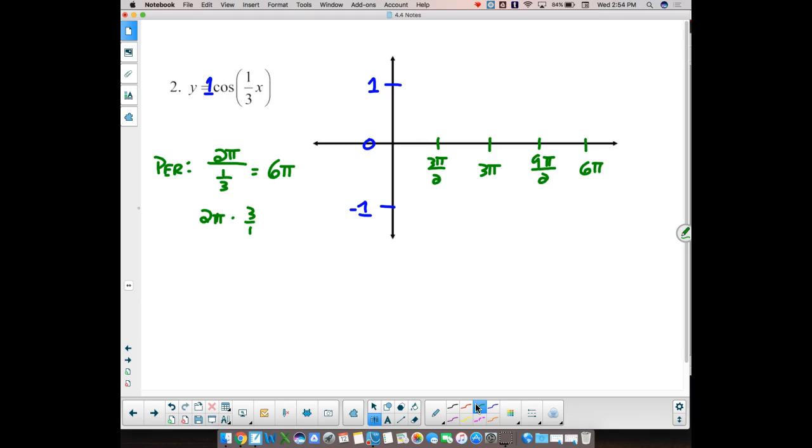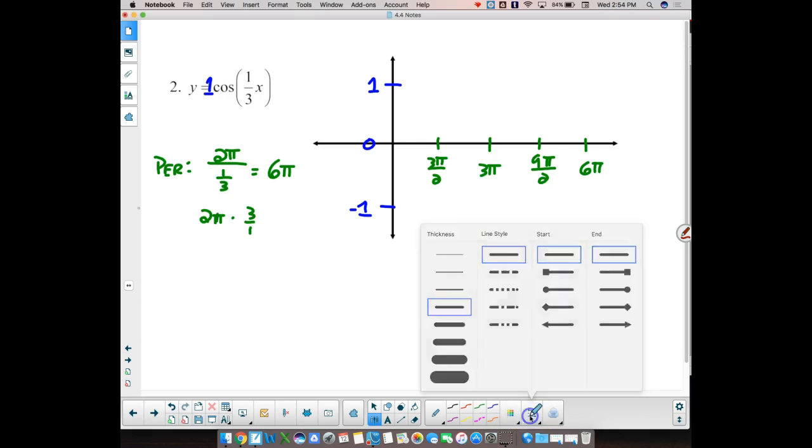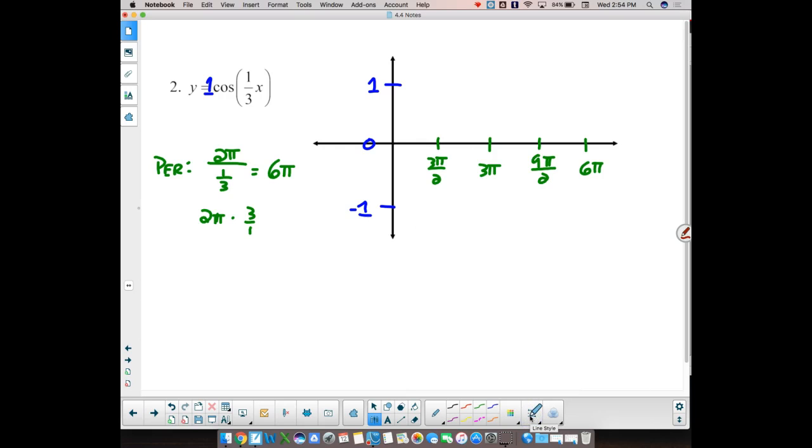Now we go to the cosine. Cosine starts high, comes to the middle, goes to the bottom, back to the middle, ends at the top. And then you smooth curve that in. If it were sine, it'd be middle, high, middle, low, middle. Cosine, high, middle, low, middle, high.